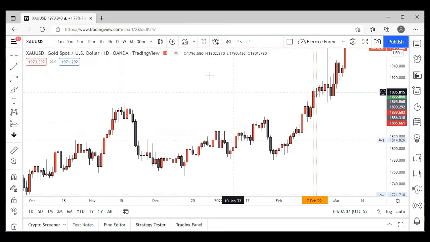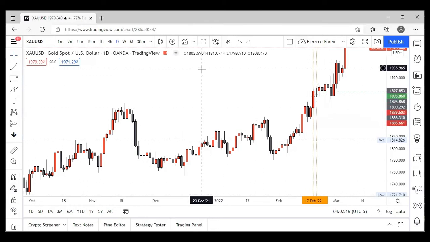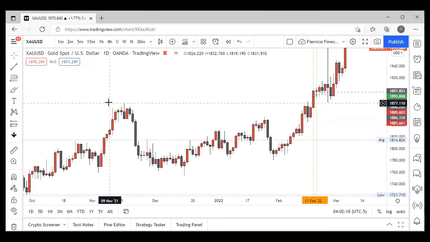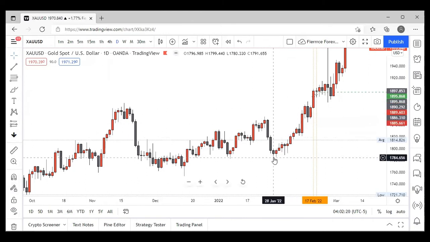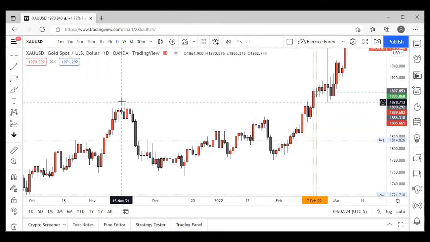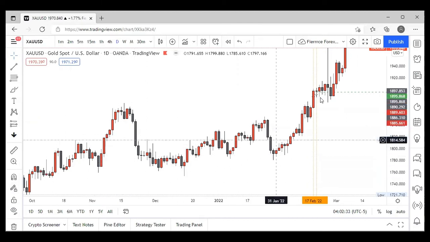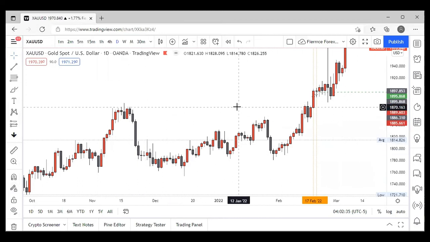If you can see on my screen right now, you can see a dashed cross line, also called a crosshair. I like this crosshair because I can just go on my chart and see different pricing levels. It's clear for me. I can see the date is 3rd November 2021. The price was 1757.935.